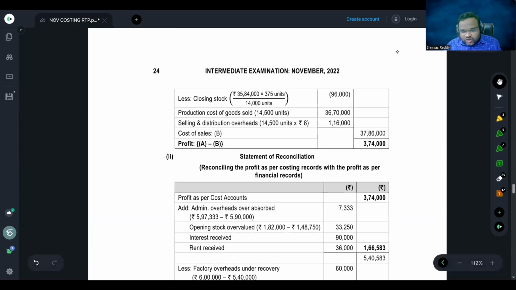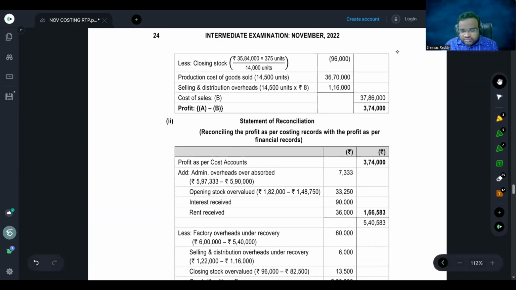Now we are starting with cost accounts. So what is our profit as per cost accounts? 3,74,000. Okay. There are some items which are considered only in financial accounts, but not in cost accounts, which are on the credit side of financial accounts. What are on the credit side of financial accounts? Interest received, rent received. That means because of this, financial accounts profit got increased. So my cost accounts profit also I'm increasing.